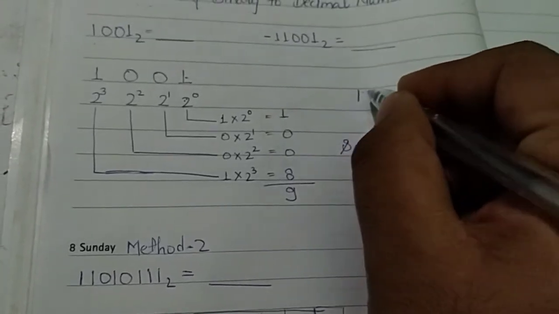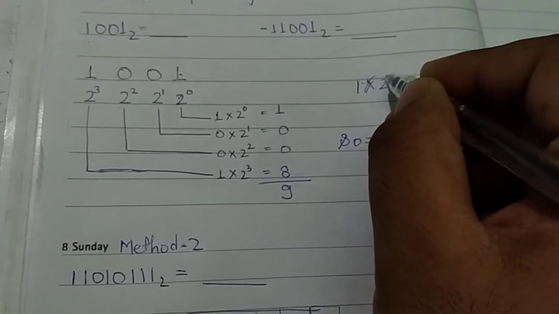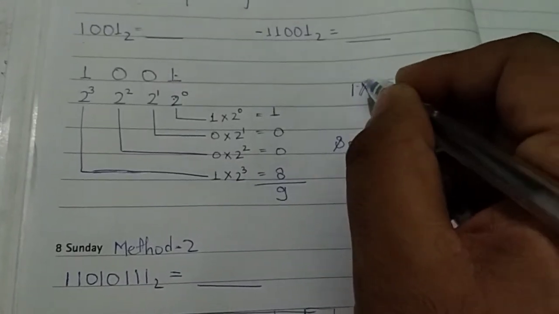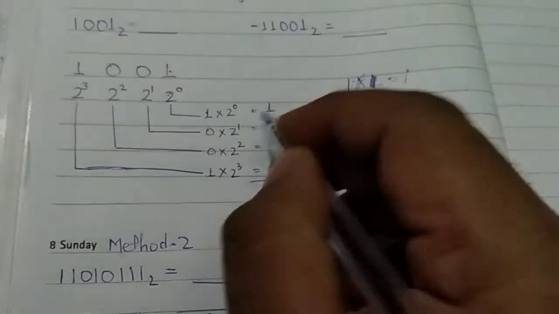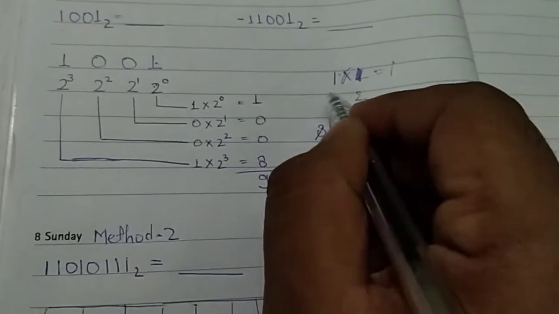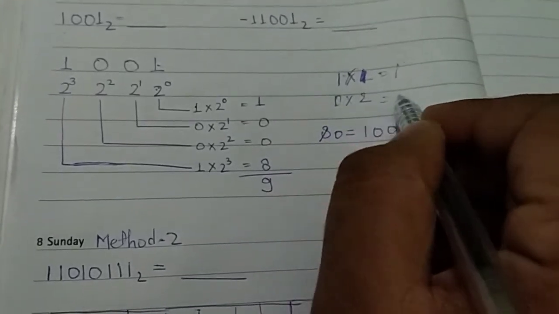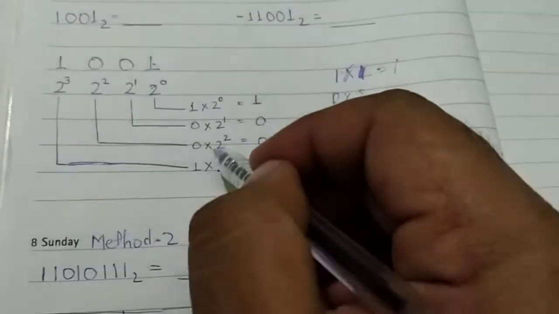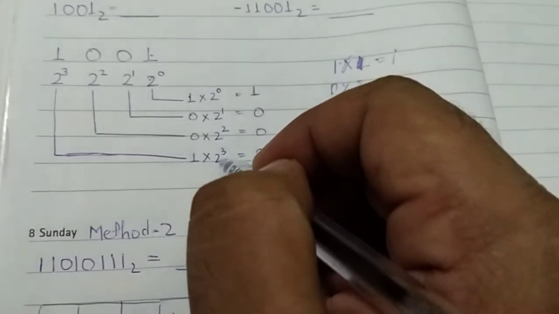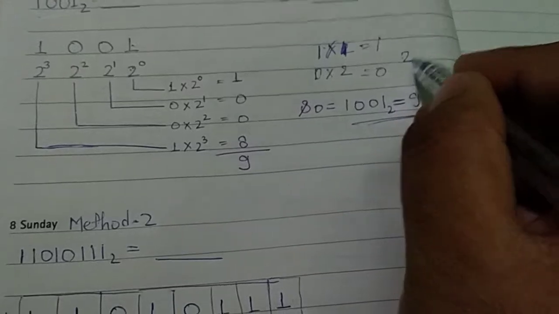1 into 2 to the power 0 means it will become 1. So 1 into 1, it will become 1. Now 2 to the power 1 means it will become 2. So 0 into 2, what is it? It will become 0. In the same way, you have to multiply this 2 to the power 3. 2 to the power 3 means you have to multiply 2 three times.